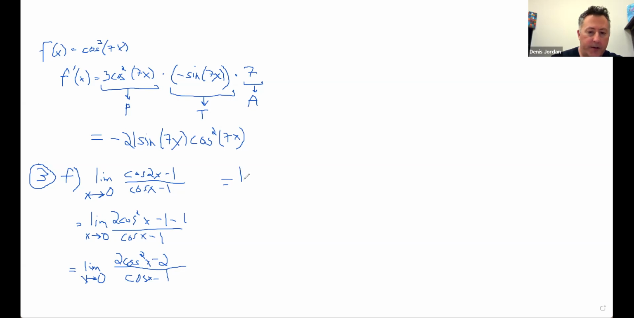And then any ideas on what to do from there? Can you split up 2 cosine squared x minus 2, like split it into multiple fractions? Yeah, or like you can cancel at the bottom. Well, you could, but it wouldn't cancel anything out. So what you would want to do is factor out a 2. And then the top would factor again, because now inside the parentheses, you have a difference of squares.